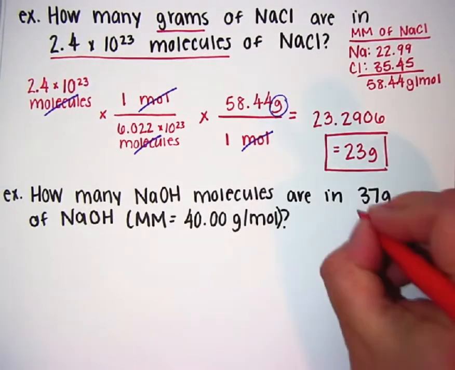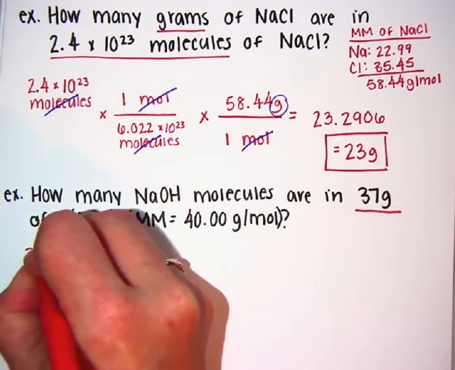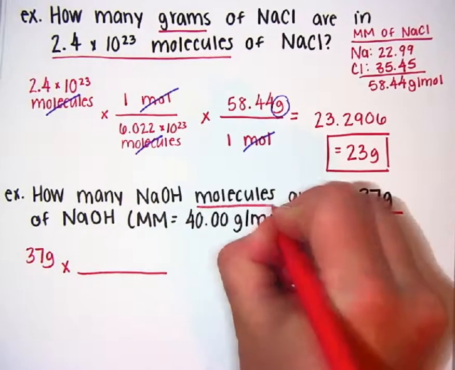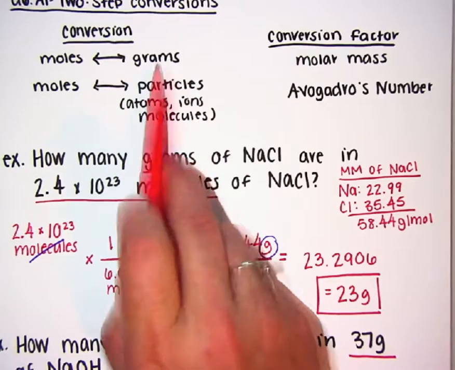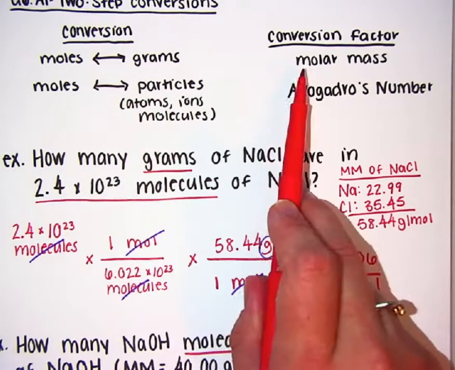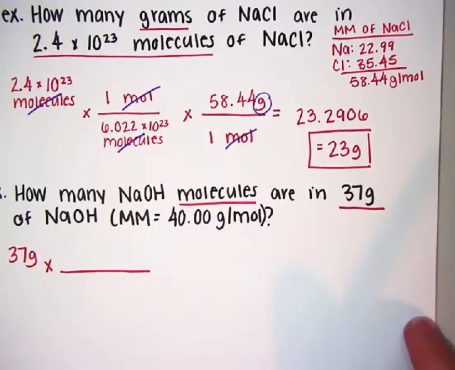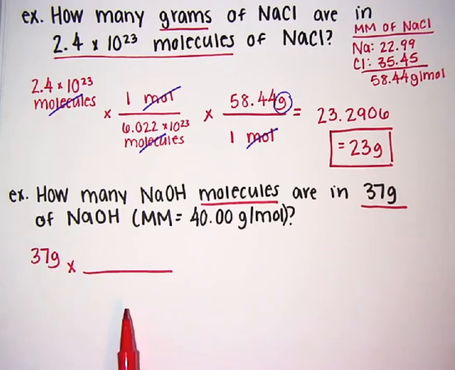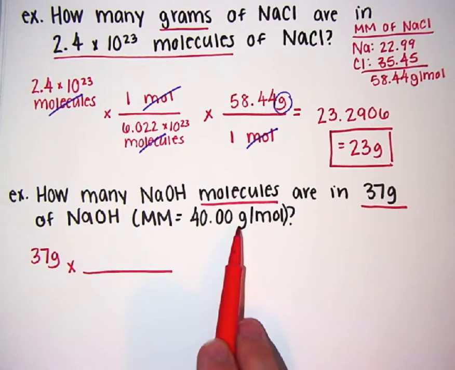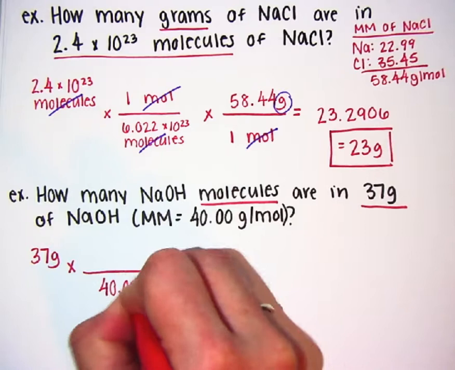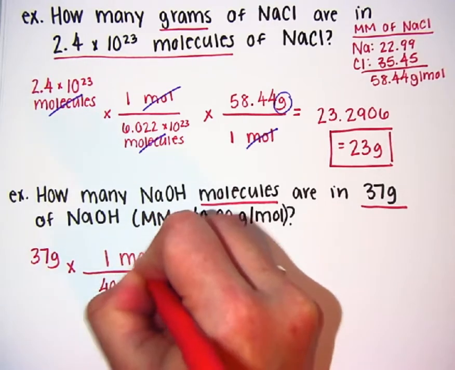We're always going to start with the given. Given is 37 grams. I'm solving for molecules. Again, there's no conversion to get you from grams to molecules. If you're starting with grams, the only thing you can do is convert to moles, and the way we do that is by plugging in the molar mass. Always set up your units so they cancel. So if I start with grams, grams are going to go in the denominator. Grams divided by grams cancel. There are 40 grams in every 1 mole of sodium hydroxide.